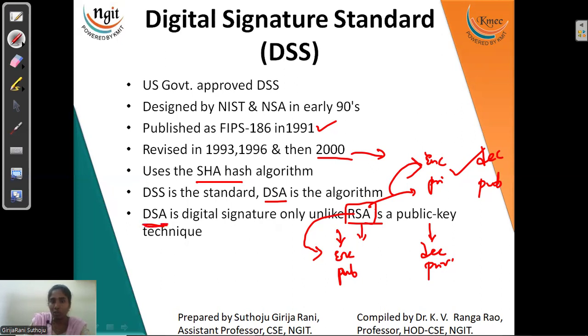That is, the basic digital signature by signing, and the basic encryption procedure as an asymmetric algorithm. Now, DSA cannot perform the second one, that is, encryption with the public key. Thus, we are declaring that DSA is only a digital signature algorithm.